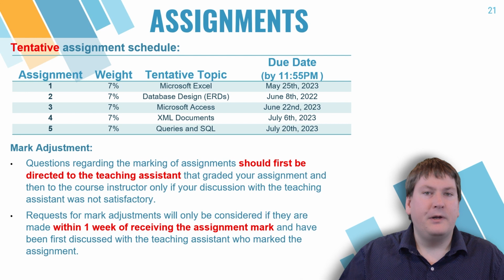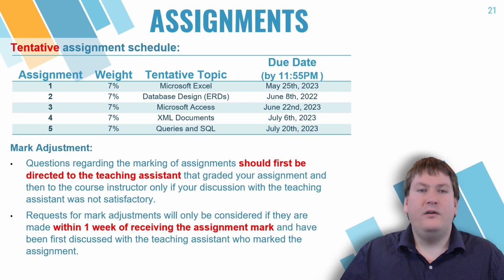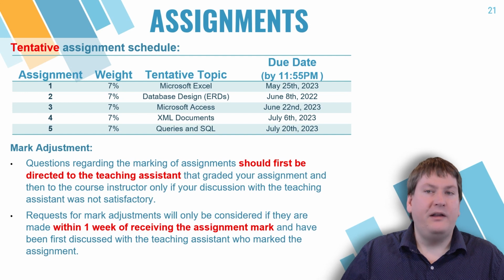You can't just say, I want it regraded. You have to say why you think the TA marked it incorrectly. After a week, after you get the mark back, the grade will be final and no mark adjustments will be allowed.